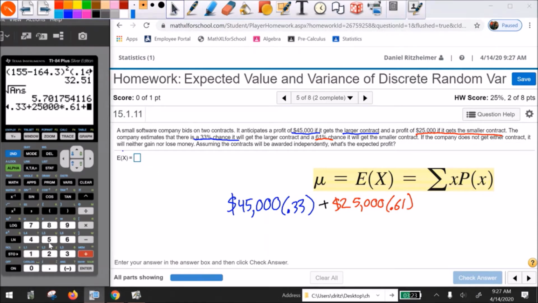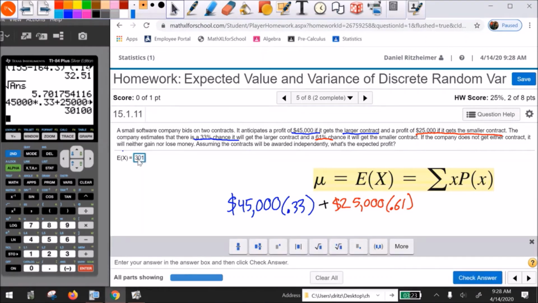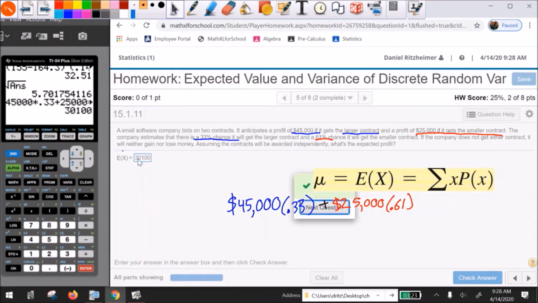I could say that there's a 6% chance of neither gaining or losing any money. I just put a profit of 0 there. That doesn't really change anything because that's going to be like adding 0 to this. So our expected profit is $30,100. All right. Next question.